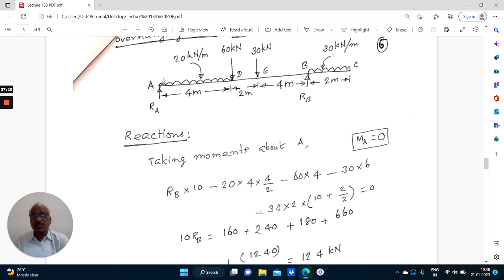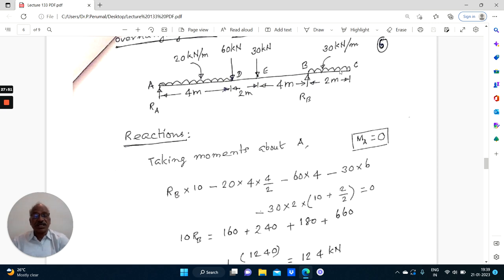RB into 10, minus 20 into 4 meters, 20 kilonewton per meter into 4 meters. So total load is 20 into 4, and that will be acting at its center. We are taking moment about A. Therefore, 20 into 4 into 4 by 2, minus this point load, 60 into 4 meters. All distances will have to be referred to A, because we are taking moments about A. Right, 60 into 4. Minus 30 into 2 plus 4, 6 meters up to the point A. 30 into 6.